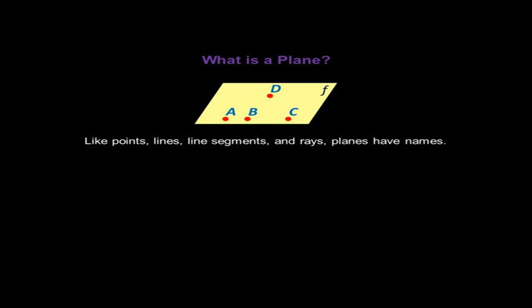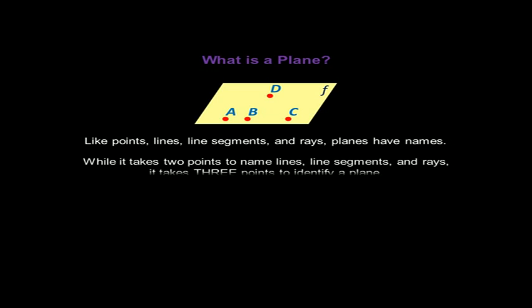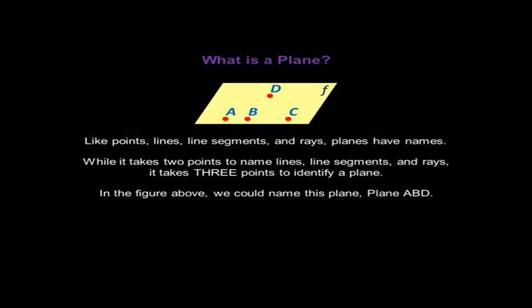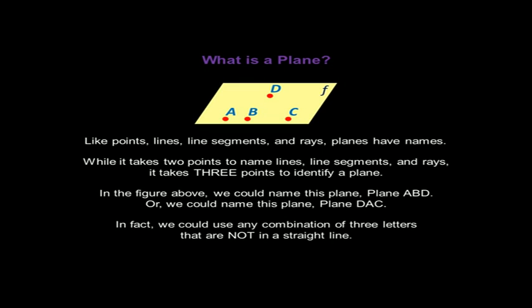Like points, lines, line segments, and rays, planes have names. While it takes 2 points to name lines, line segments, and rays, it takes 3 points to identify a plane. In the figure above, we could name this plane plane ABD. Or we could name this plane DAC. In fact, we could use any combination of 3 letters that are not in a straight line.